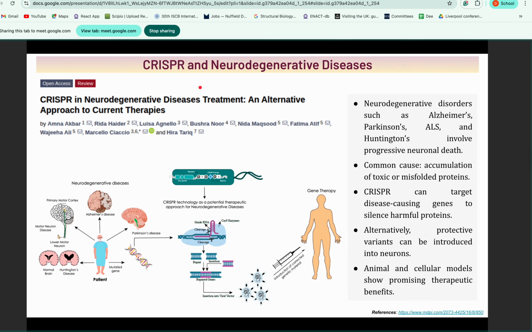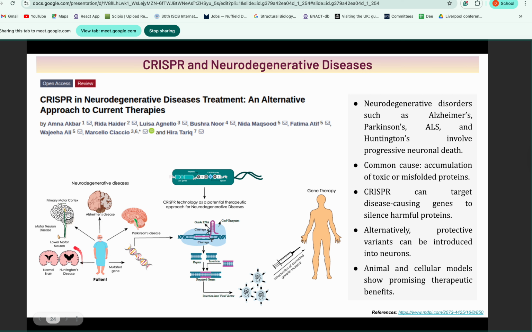Okay, so now we'll talk about CRISPR and neurodegenerative diseases, and how CRISPR has helped in the treatment of neurodegenerative disease. It is an alternative approach to the current therapies which exist. There are different neurodegenerative diseases such as Alzheimer's, Parkinson's disease, primary motor cortex and primary motor neuron disease.